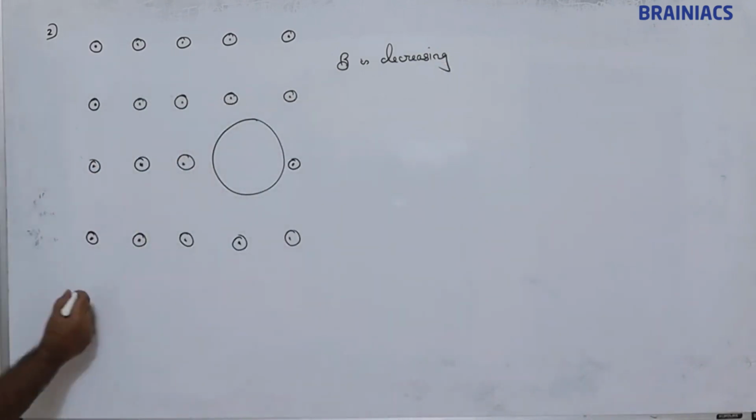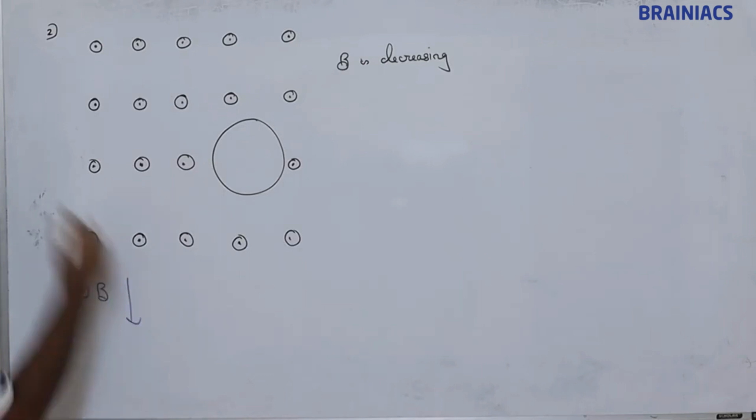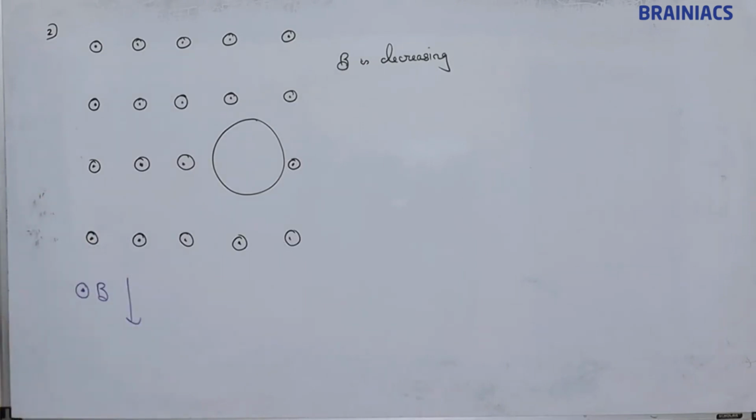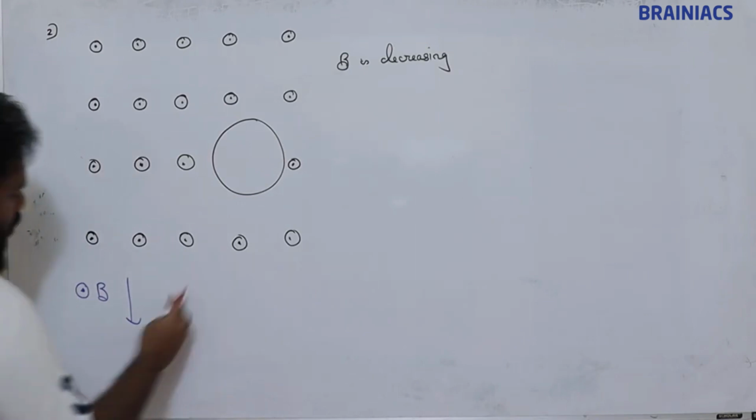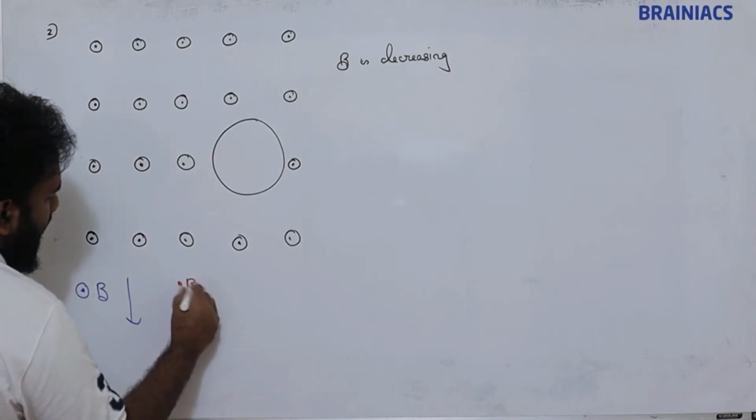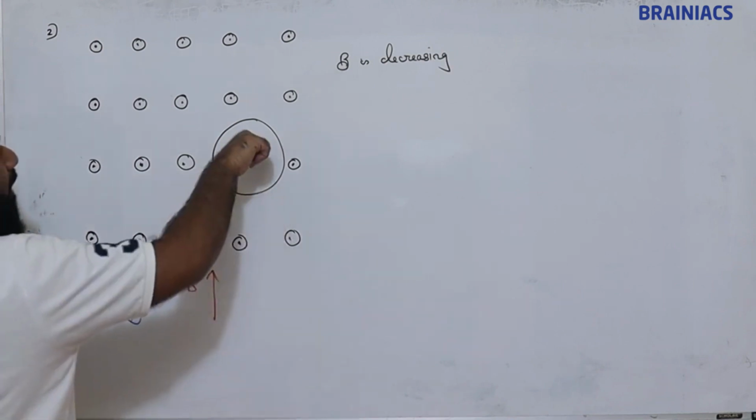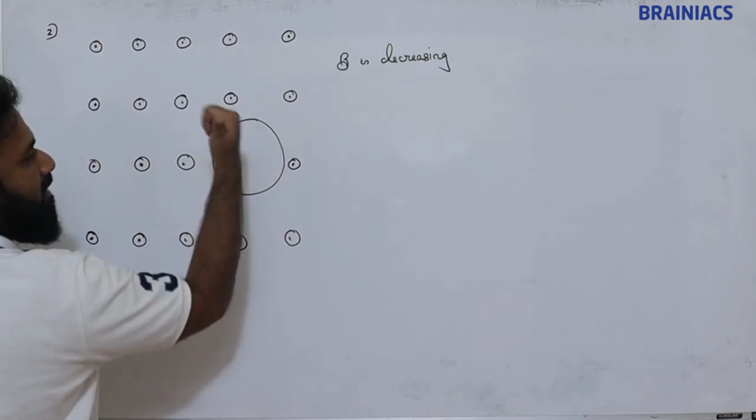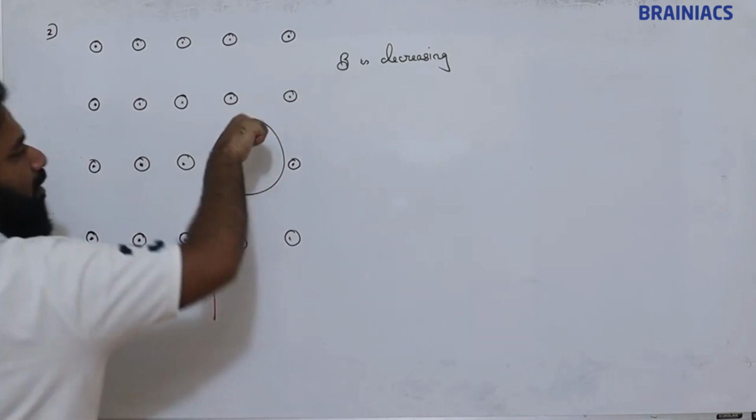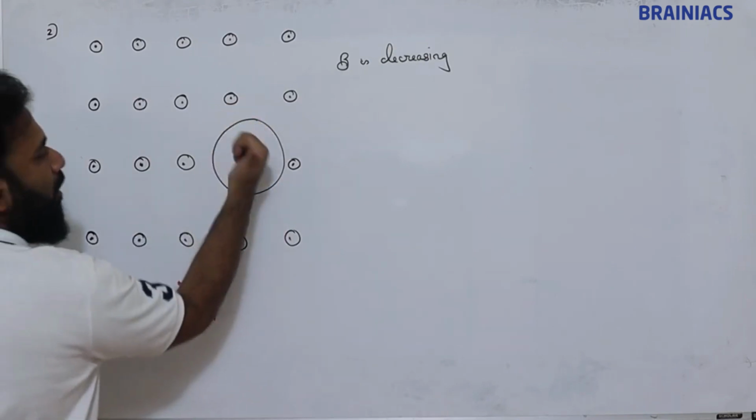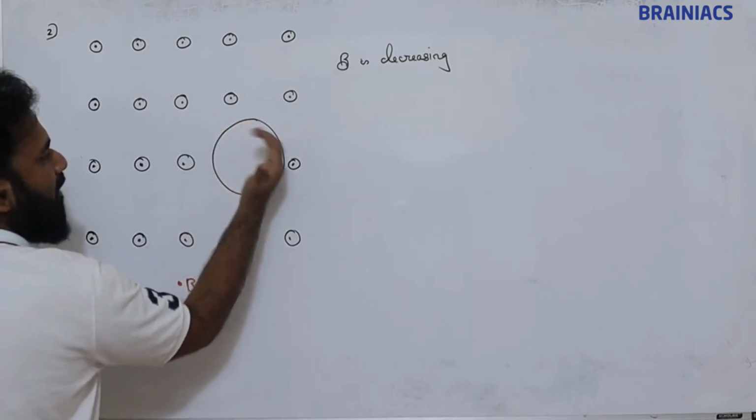The thing is, the dot magnetic field is decreasing. Now what do we need to do? We need to increase the dot magnetic field. So to increase the dot magnetic field, the direction is towards us. Cross means this one, and dot means this direction, the magnetic field.